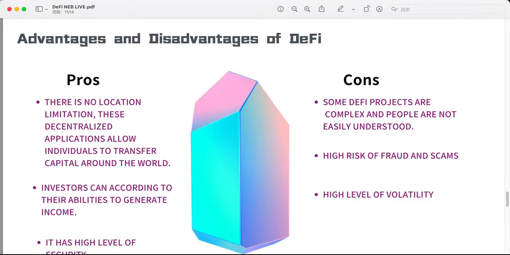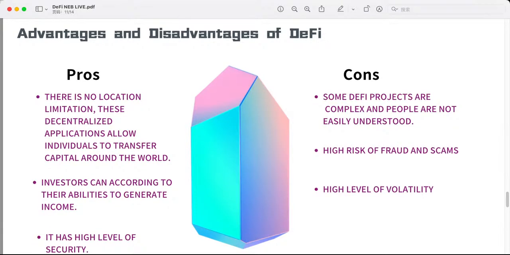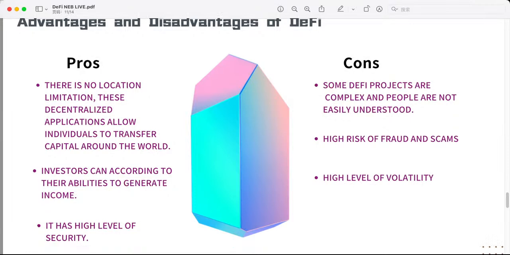People can execute the whole process anytime and anywhere, because crypto asset transactions work 24 hours. So for individual investors, we can make our trades anytime and anywhere. For the second one, investors can generate income according to their abilities, not only with tiny crypto assets but also with giant crypto assets. You can invest into the DeFi process and generate income.